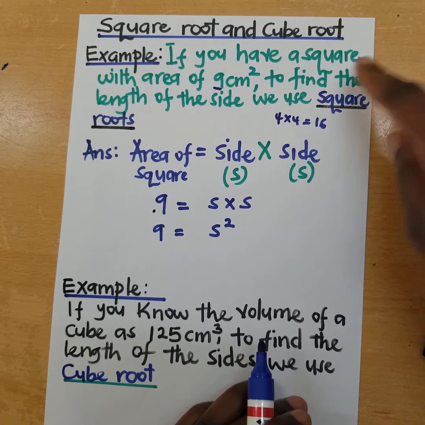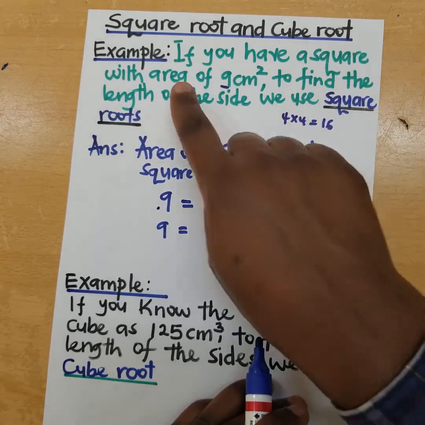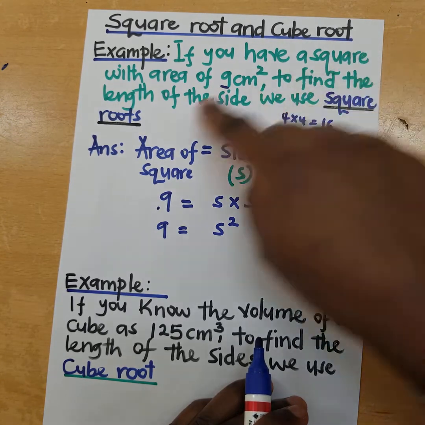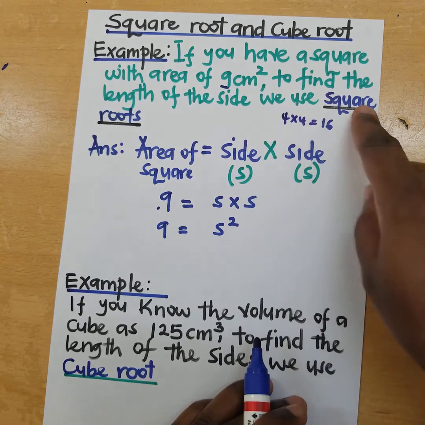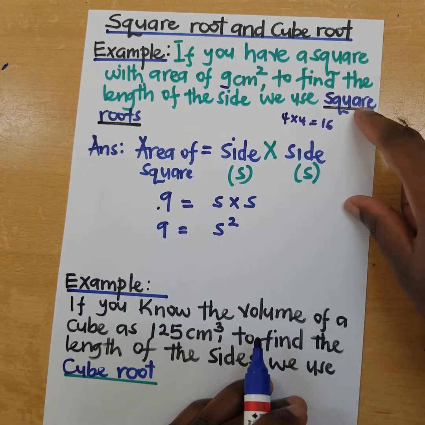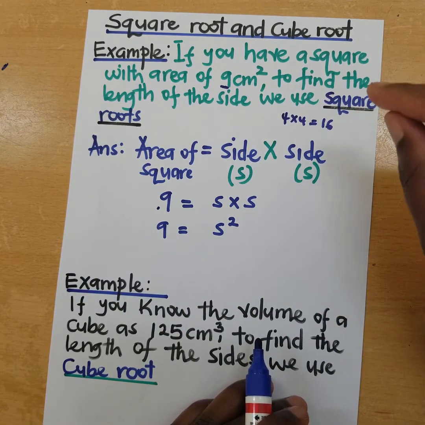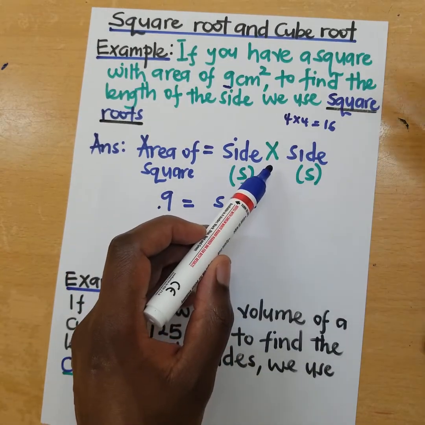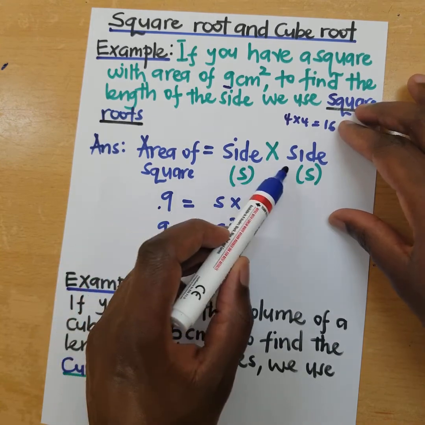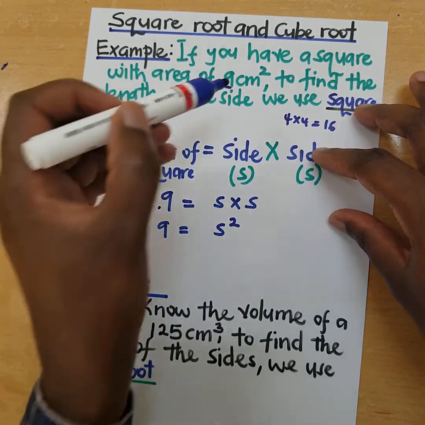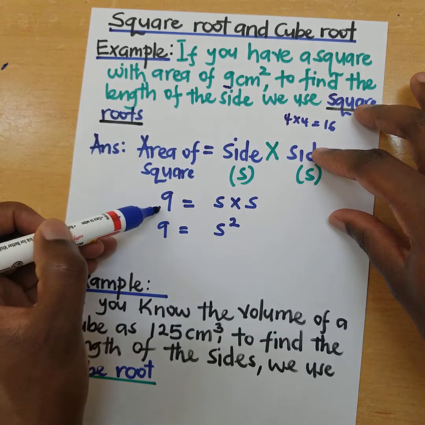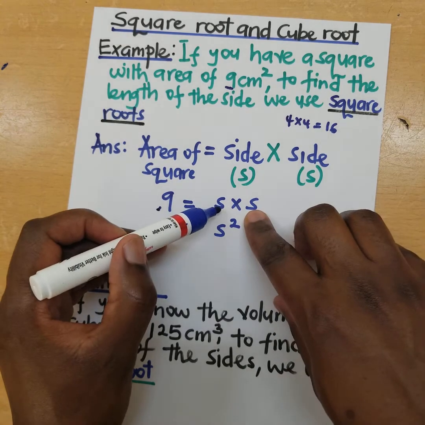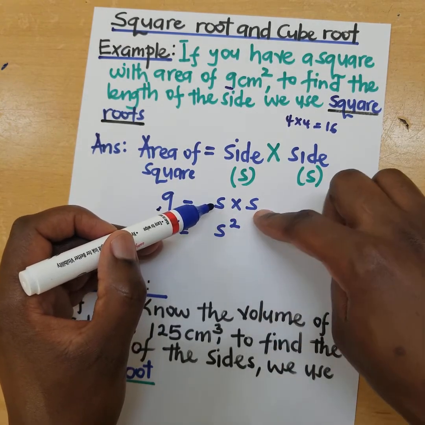Let's take an example. If you have a square with area of 9 centimeters squared, to find the length of the sides, we use what we call the square root. We know that the area of a square is given by side times side, since all the sides are equal. So 9 centimeters squared is equal to the sides, which we don't know, side times side.